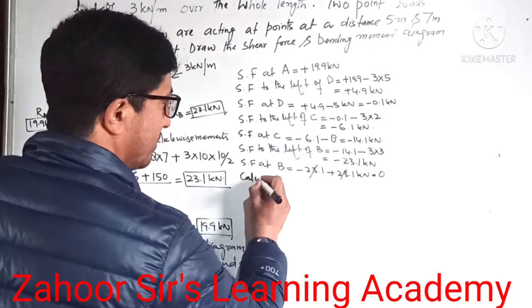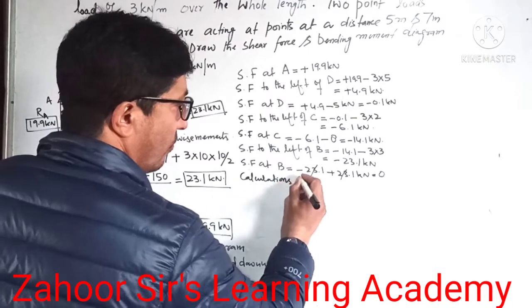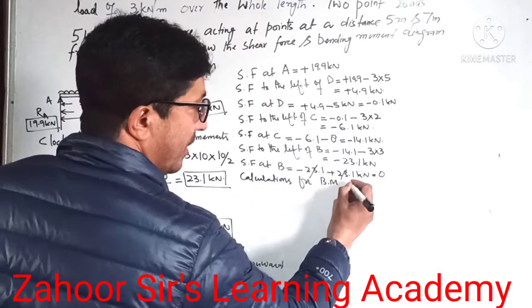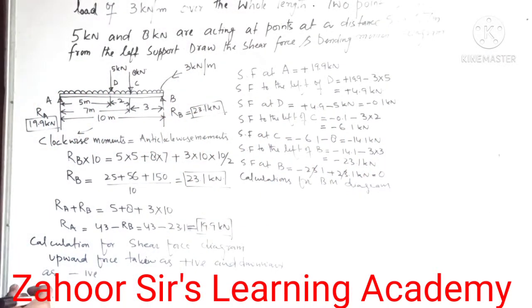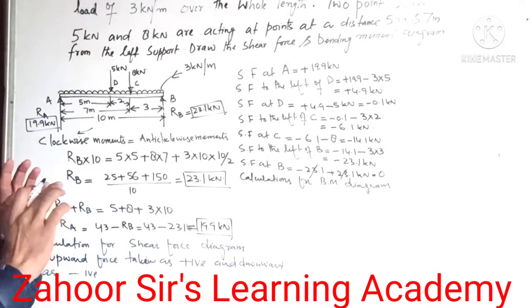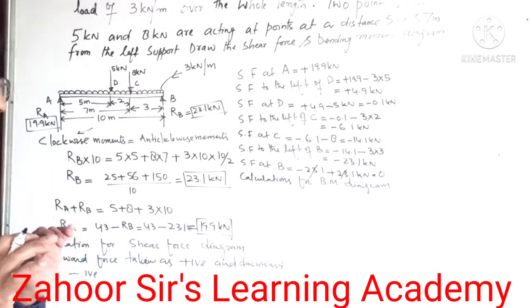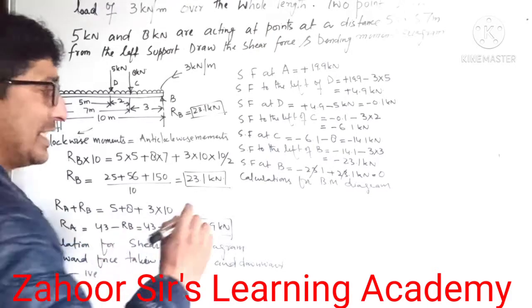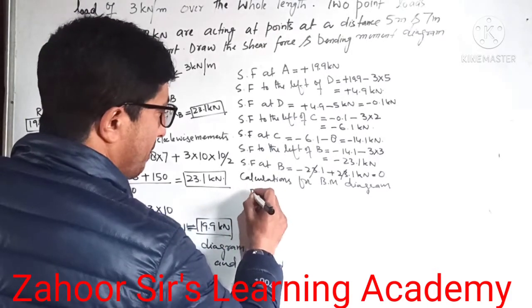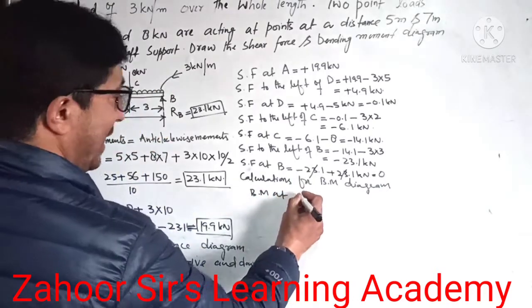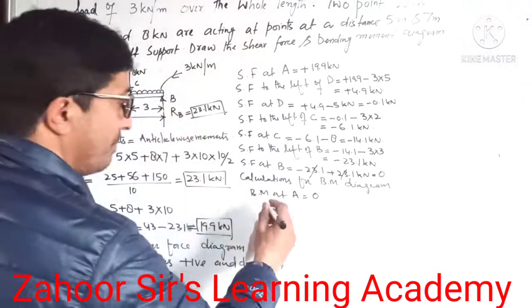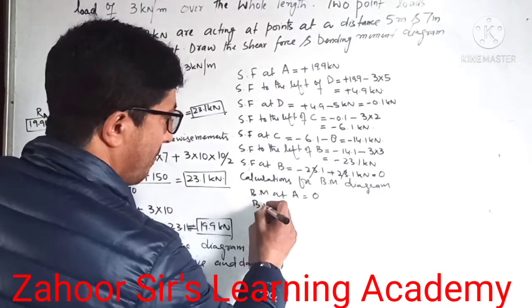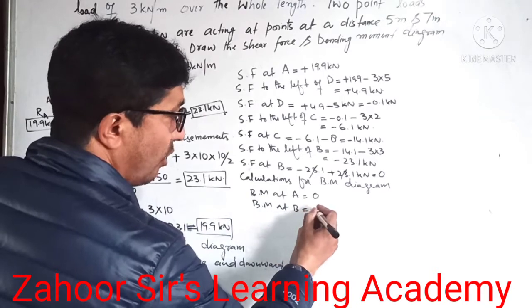Now we will do the calculations for BM diagram. So let's do the calculations for the BM diagram. As I said in the previous case, the bending moment at the two ends of the simply supported beam is 0. That means BM at A is 0, and similarly BM at B is also 0.